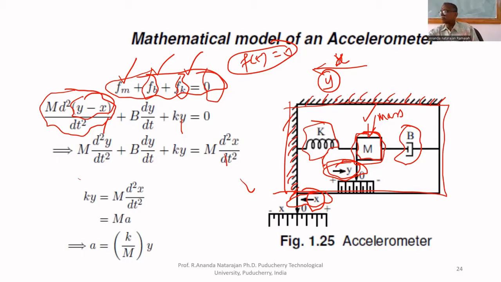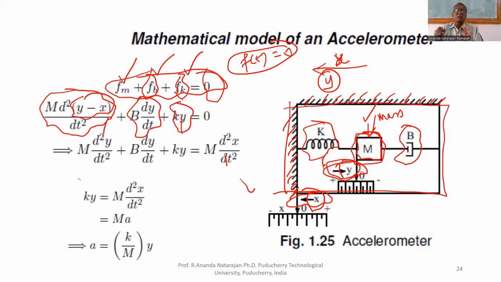Therefore, b dy by dt. Only y, no x displacement for the dash part. How much does the dash part move? Suppose the mass is not moving. What is the displacement of the dash part? 0. But it moves a displacement of y. That's why b dy by dt. The spring displacement is only ky.